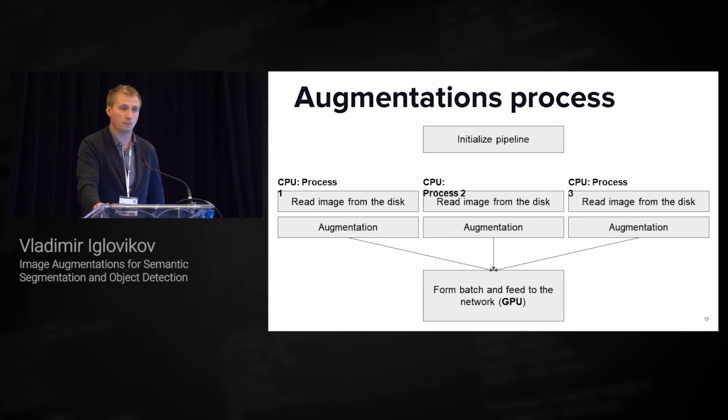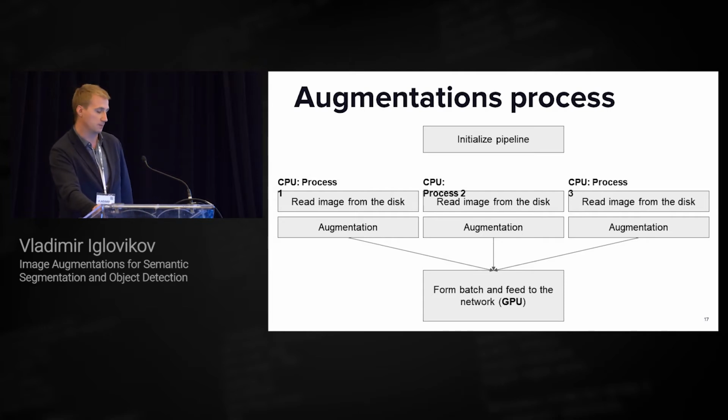Okay, how does the augmentation process happen? We are talking about computer vision. You have some images on the disk or in memory or somewhere else. Okay, on the disk. You have, say, 12 different CPU threads. Each thread independently reads an image, applies random augmentations, then all of them are collapsed into the batch, and then you feed this batch to the GPU, forward pass, backward pass, updating the network weights, things like this.